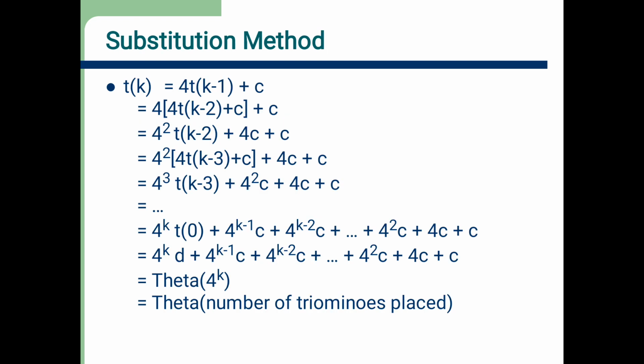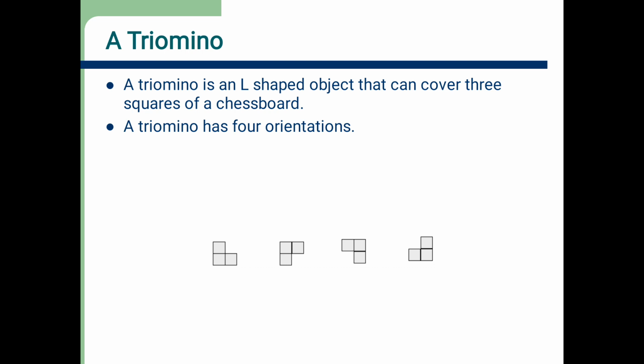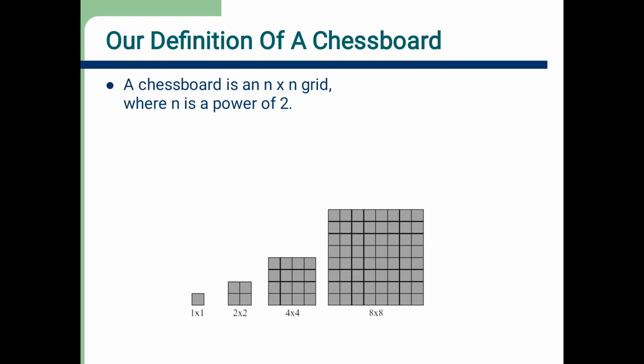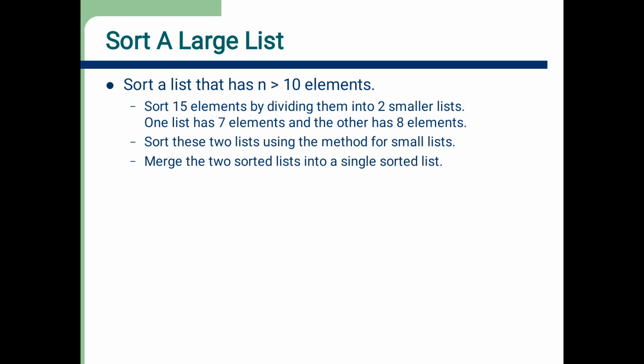Just observe once the today's class. Tiling of a defective chessboard. Each L shape is called a triomino. It has four orientations. One square is always missing. The shape will be an L shape, that's why this is called a triomino. And this is the finding min and max problem.